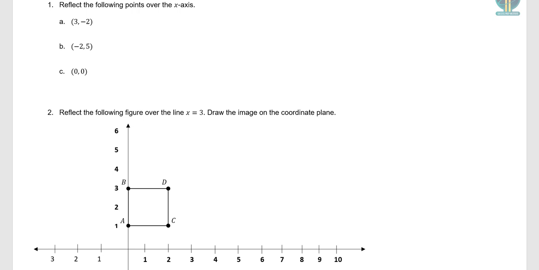Okay, so here we have a couple of points, and we need to reflect them over the x-axis. So (3, -2) is somewhere here. Reflecting it over the x-axis, it's basically 2 units from the x-axis, so we just reflect 2 units on the other side, which amounts to essentially just flipping the negative sign of the -2, right? So it'll be just (3, 2), right?